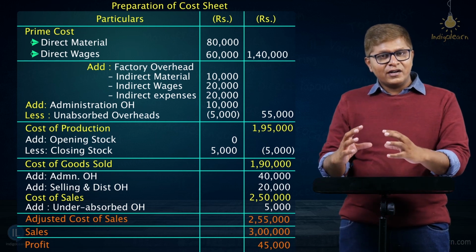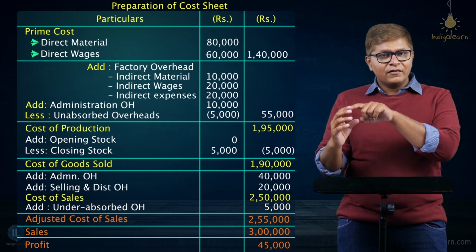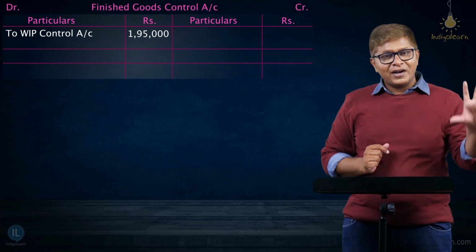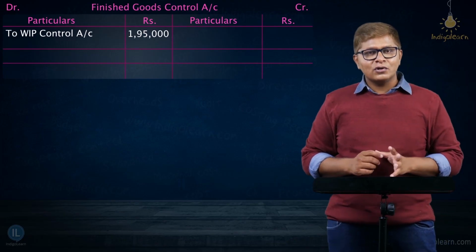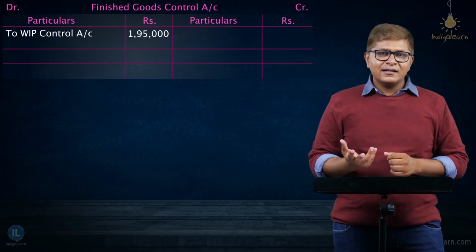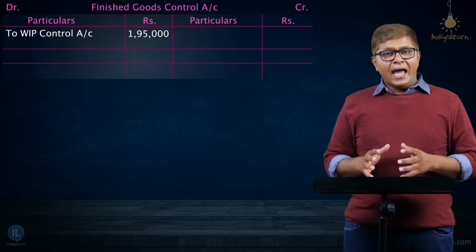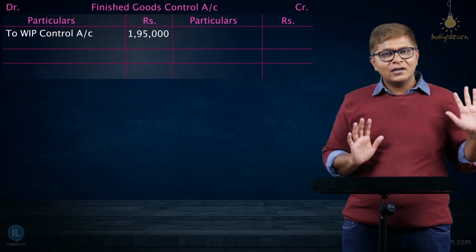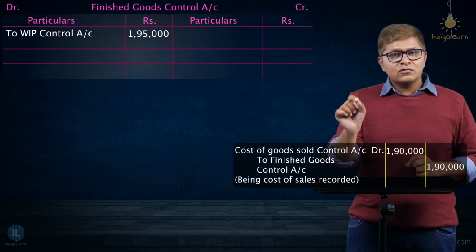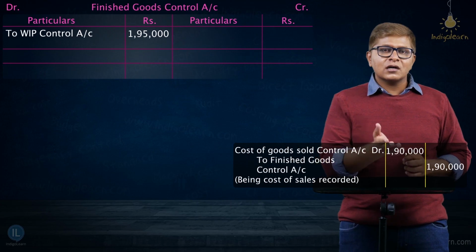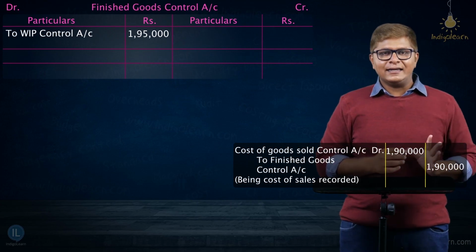So this is what I am referring to. From the finished goods account, we are now going to transfer the cost of goods that we have sold to a separate account called the cost of goods sold account. What will be the entry? Now finished goods are going out, so we will credit the finished goods control account and we will debit the cost of goods sold account. So cost of goods sold account debit 1,90,000 to finished goods control account rupees 1,90,000.